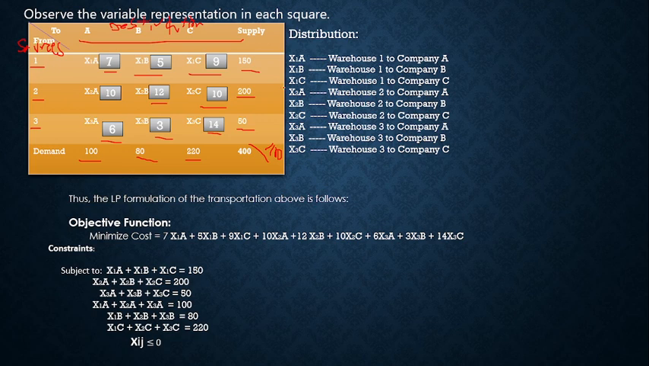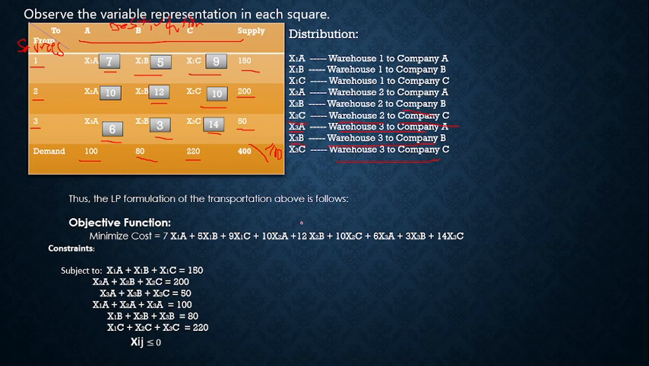So class, the x sub 1A is warehouse 1 to company A. X sub 1B is warehouse 1 to company B. X sub 1C is warehouse 1 to company C. X sub 2A is warehouse 2 to company A, x sub 2B is warehouse 2 to company B, and x sub 2C is warehouse 2 to company C. X sub 3A is warehouse 3 to company A, x sub 3B is warehouse 3 to company B, and x sub 3C is warehouse 3 to company C. So that's the LP formulation.